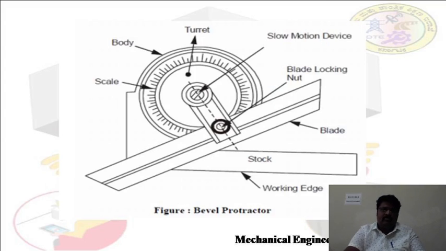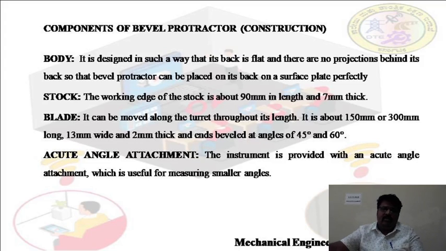You have figure number 2 here, which is showing you the different parts of the bevel protractor, right? Now we'll move on to the components of the bevel protractor. You can see the construction part of it. I'll just be letting you know, right? So you have different parts, that is body.